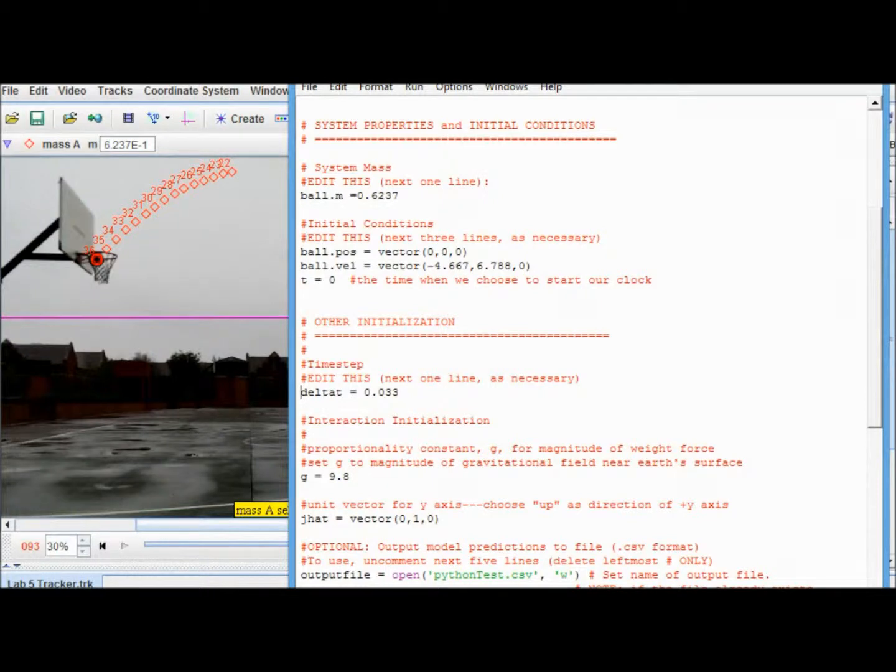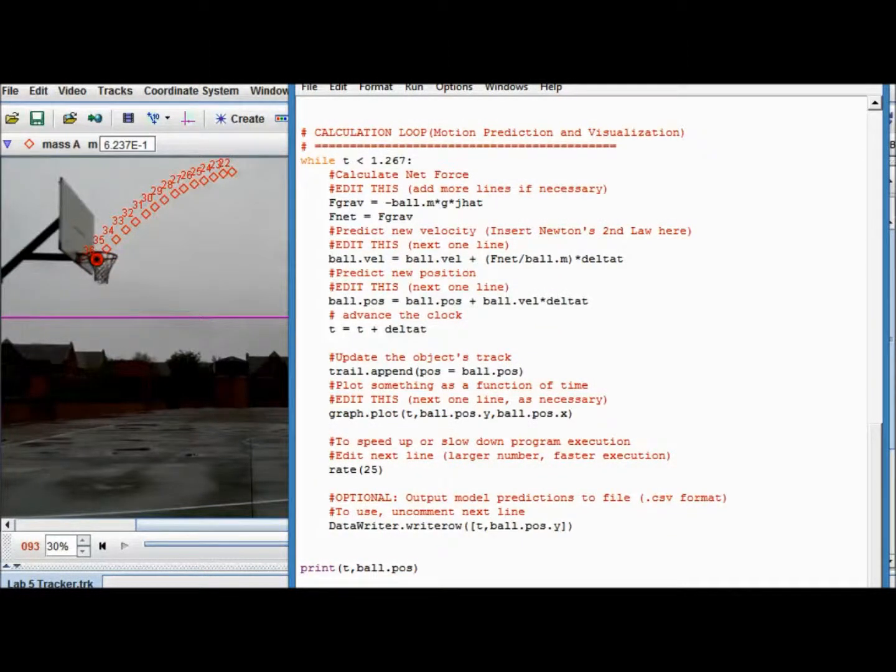First, I have to set the initial conditions that I will use to create the computational model. The ball's mass is set at 0.62 kilograms. The ball's initial position is at 0, 0, 0, or the origin, and the ball's initial velocity was found from the first two data points in Tracker. And the time step is 0.033, which is the time step for my video recorder.